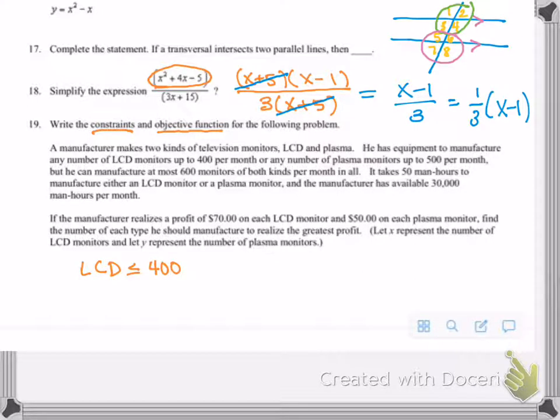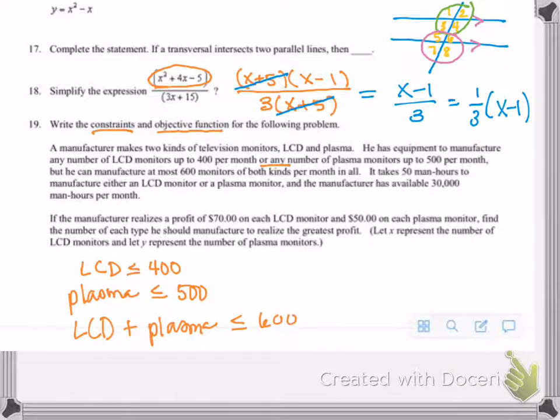If we keep reading, it says he can manufacture any number of plasma monitors up to 500 per month. So we have equipment to manufacture up to 500 plasmas. So we can't go over 500. So the plasmas have to be less than or equal to 500. Then it says he can manufacture at most 600 monitors of both kinds. So the LCDs and the plasmas all together, we can do at most 600. So it's less than or equal to 600 altogether.